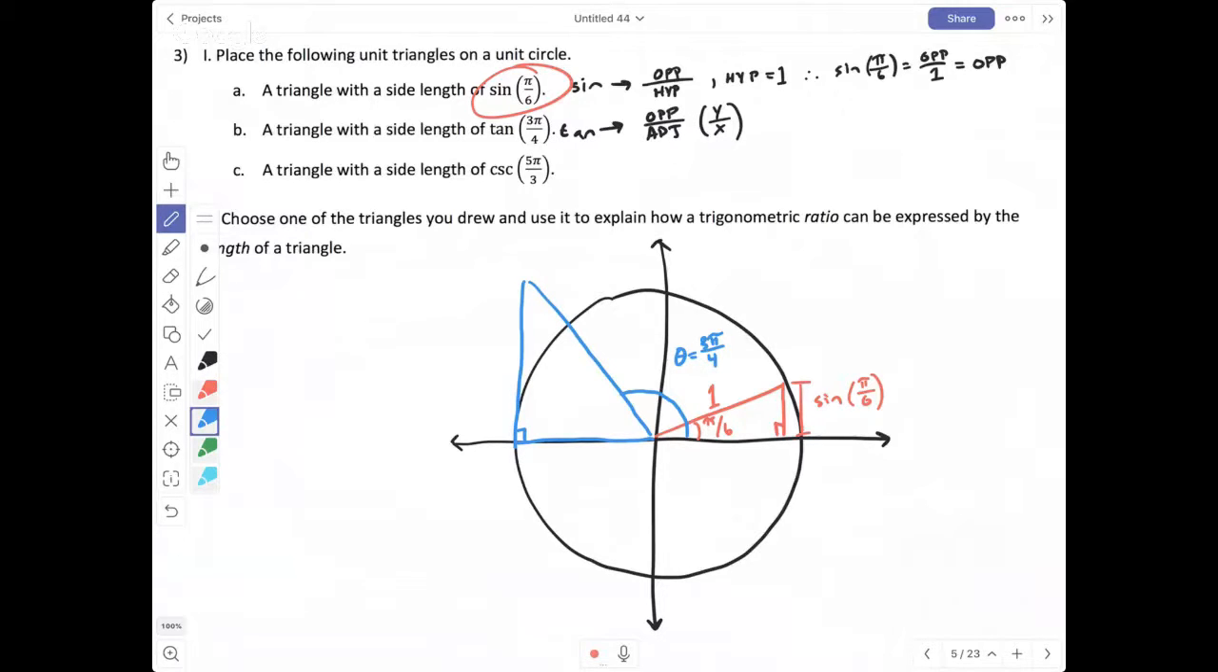And because this is 1, which means it's on the unit circle, because the unit circle has a radius of 1, which is why we call it the unit circle, then this side will be tangent of 3 pi over 4. Now, I might remember that this is negative 1, which means that this is negative tangent of 3 pi over 4, in fact.